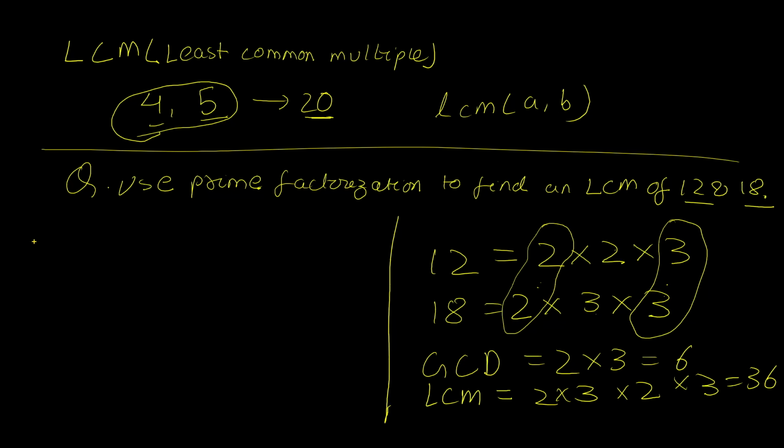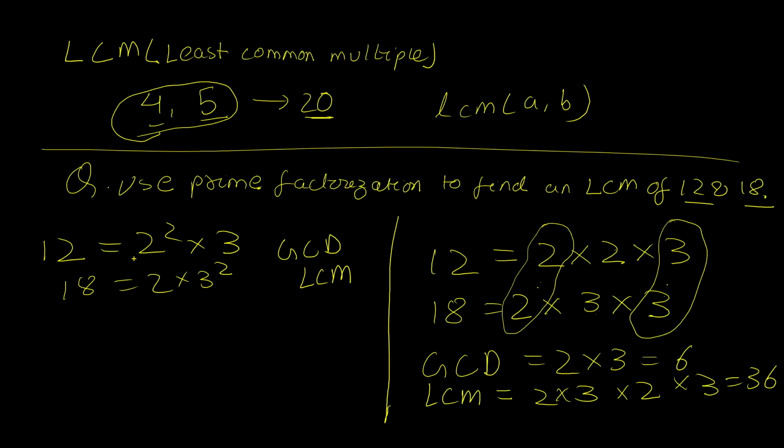We do this a little bit differently so that we don't look like kids, but it's essentially the same thing. It's about writing in powers. 12 equals 2 to the power 2 into 3. And similarly 18 is 2 times 3 squared. Then for the GCD, you consider the minimum power, while for the LCM, you consider the maximum powers. So what does that mean?